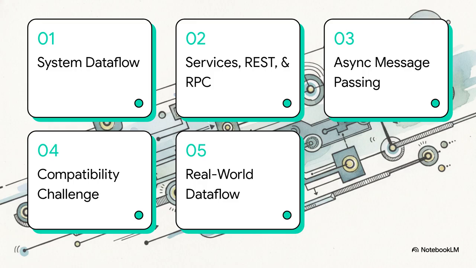Just to make sure we don't get lost in the technical weeds, we've broken today's journey into a 5-part mental scaffolding. First, defining system data flow. Then, services, REST and RPC. Third, asynchronous message passing. Number 4 is the compatibility challenge. And finally, real-world data flow in action.